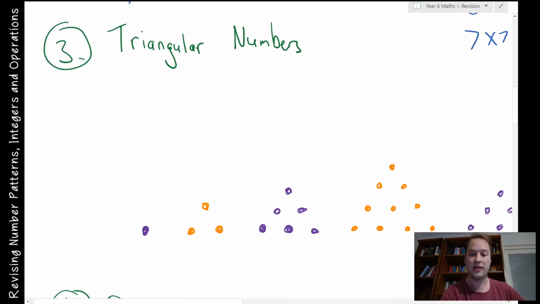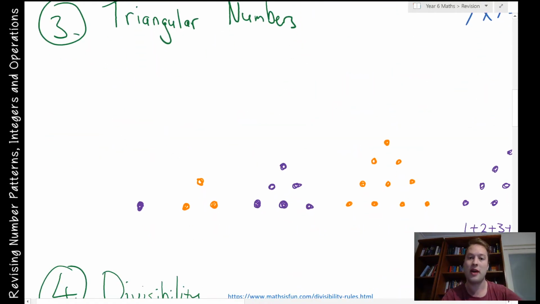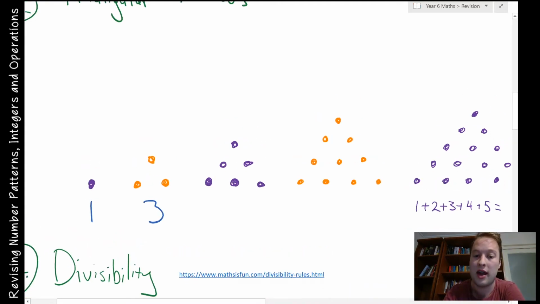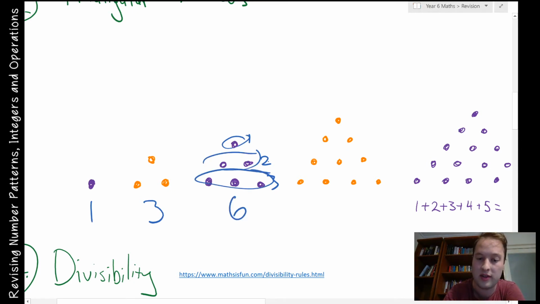Triangular numbers, again, when you draw them out, they look like triangles. Here we have 1 as a triangle number, we have a 3, and so on and so forth. So how am I getting these numbers? I'm just counting them. I've got 1 plus 2 plus 3, because I've got 1 here, 2 here, 3 here. So 1 plus 2 is 3, 3 plus 3 is 6, the next one's 6.